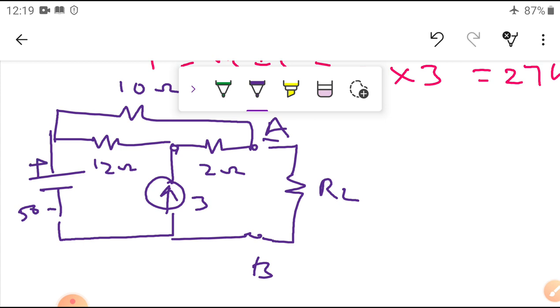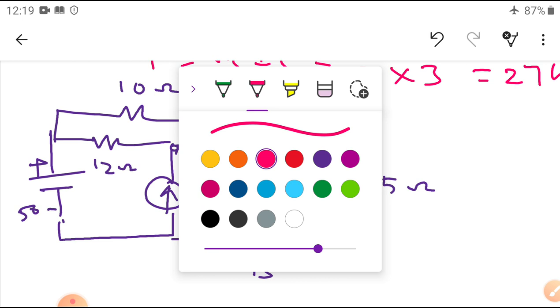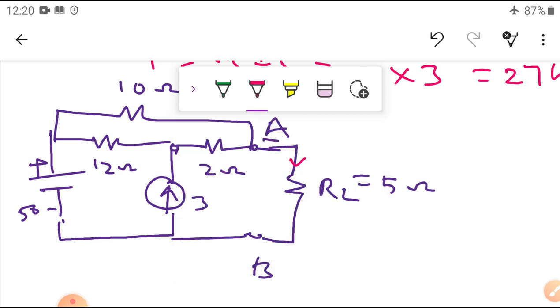Plus minus current direction, this one. Okay, this is the circuit given. What is it asking? Find the current in the 5 ohm resistor. This is called the 5 ohm resistor. So that means I want to know what is the current here. This is our aim. Okay, simple.